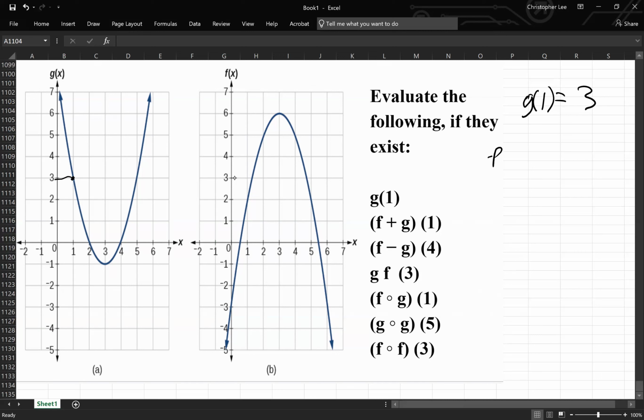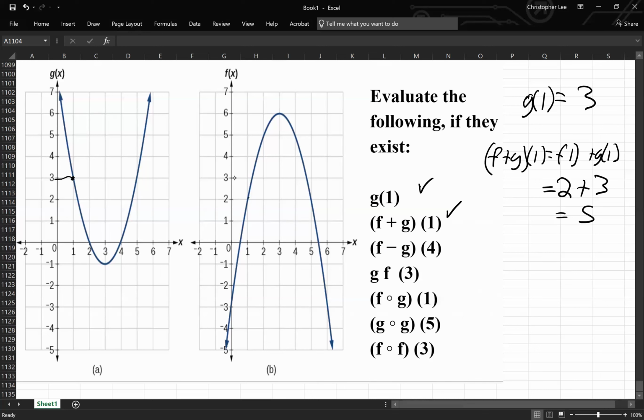Next one, f plus g of 1, right? What does that mean? This means f of 1 plus g of 1. Just keep it simple. So when x is 1, the y value is 2 here. Plus when x is 1 over here, the y value is 3. 2 plus 3 is 5.